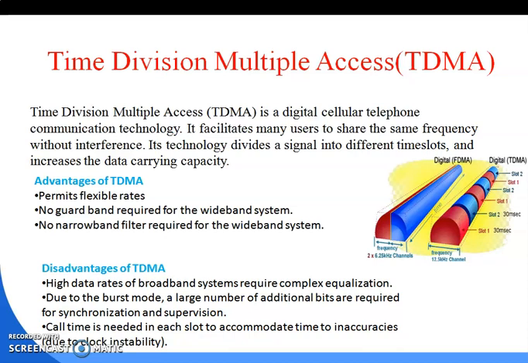The advantages of time division usually permit flexible rates, no guard bands required for the wideband system, and no narrowband filter required for the wideband system. So there are no guard bands required. Next is the disadvantage of TDMA.